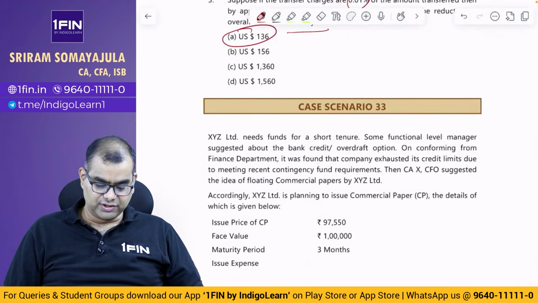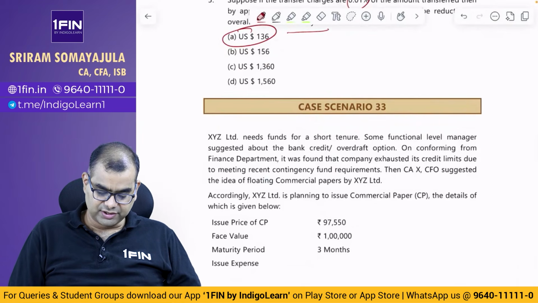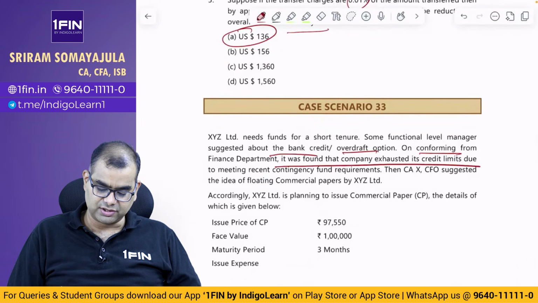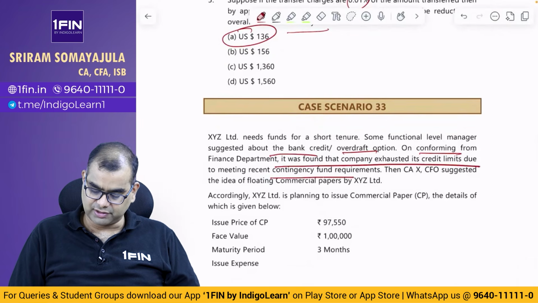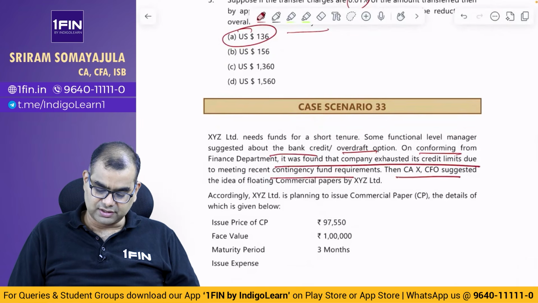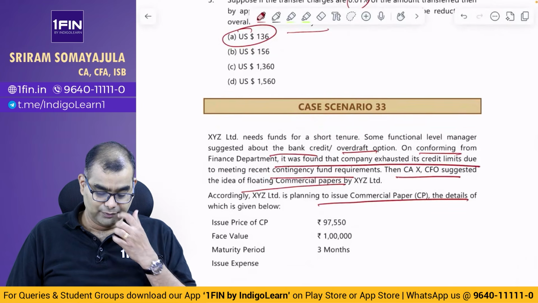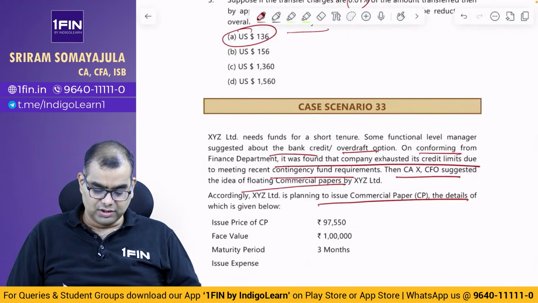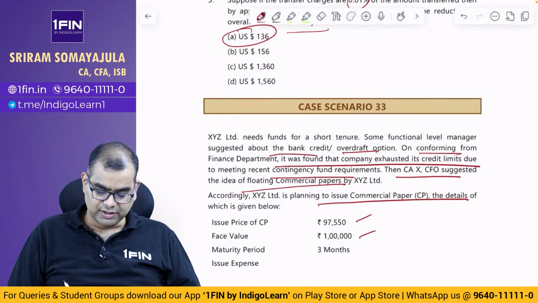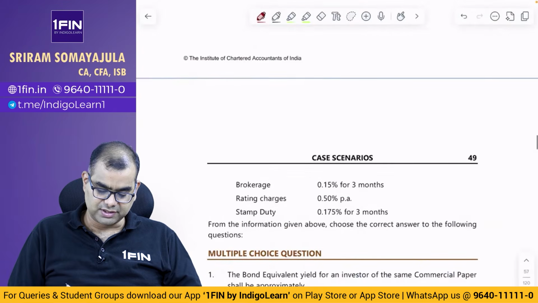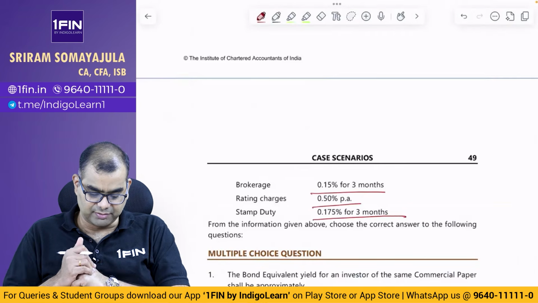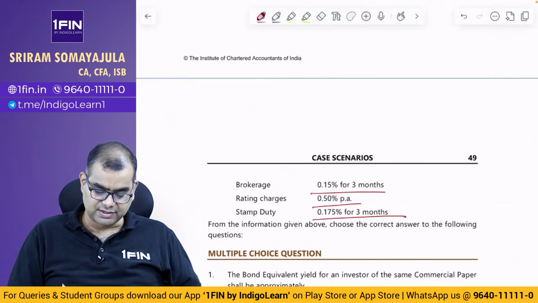XYZ Limited needs funds for a short tenure. Some functional managers suggested a bank overdraft option. On confirming with the financial department, it was found that the company had exhausted its limits due to meeting recent contingency requirements. Then the CA of X, who is the CFO, suggested floating commercial paper. Accordingly, the following commercial paper is planned. Issue price of the CP is 97,550, face value 1 lakh, maturity period 3 months, issue expenses is 0.15% for 3 months, rating charge is 0.5% per annum, stamp duty is 0.175% for 3 months. From the information given above, choose the correct answer.